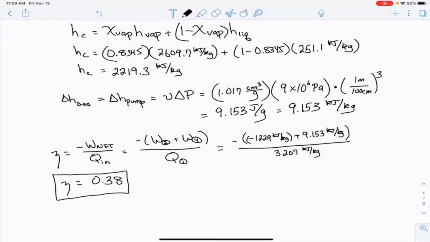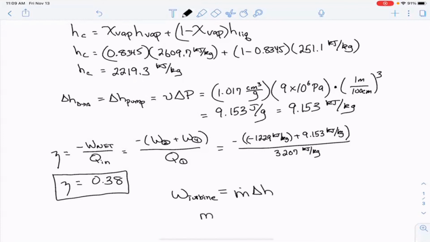All right, so there's the efficiency. The last thing that we're asked to solve for here is the flow rate. And remember that the work for the turbine was equal to m dot delta H.